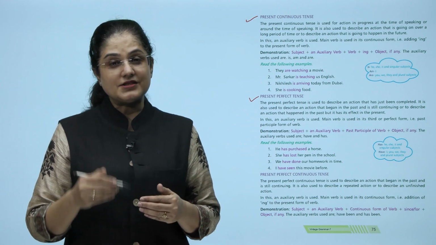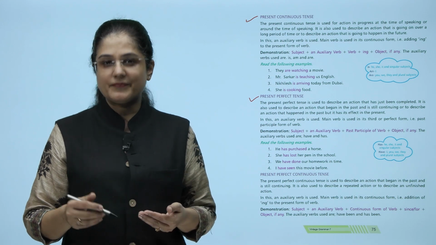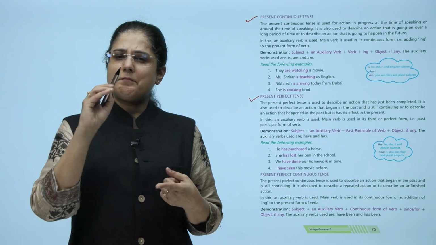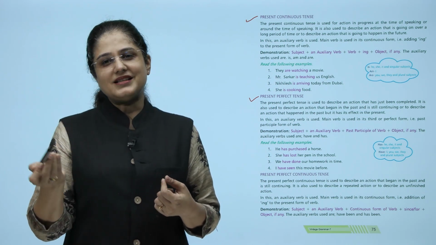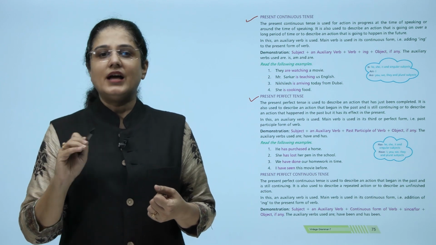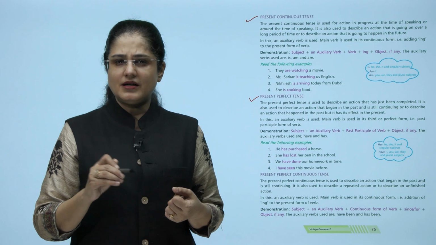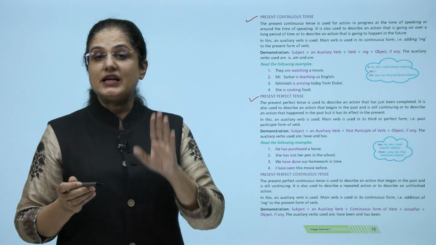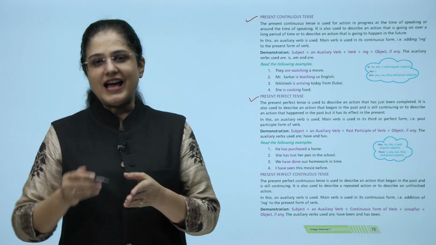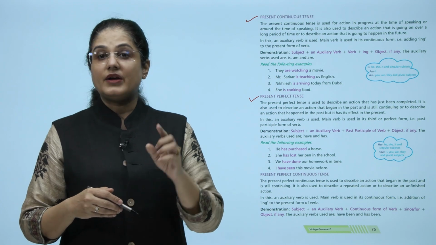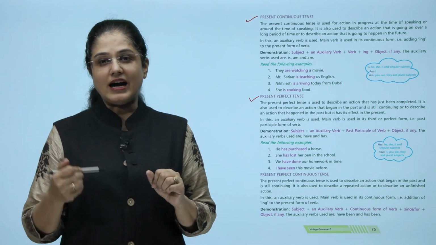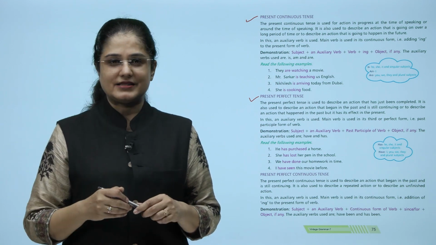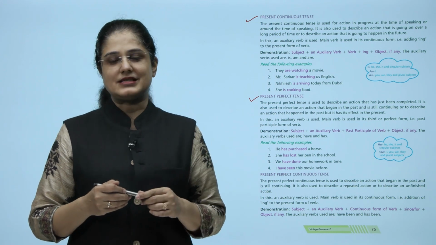Now, how to make a sentence with present perfect tense? We need a subject, an auxiliary verb, plus past participle of the verb, plus object if any. The auxiliary verbs used are have and has. Has is used with he, she, it and singular subjects, whereas have is used with I, you, we, they and plural subjects. Let us look at a few examples.